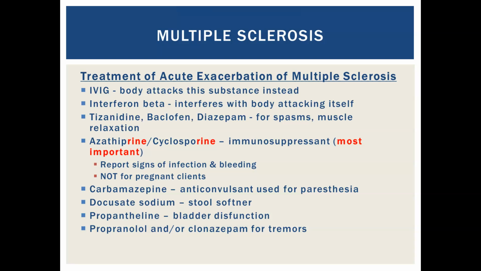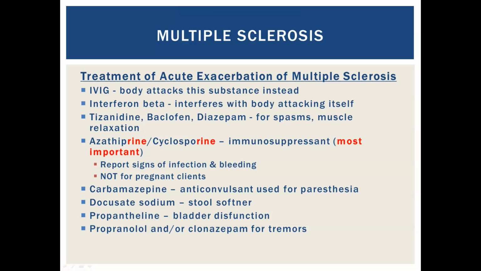But again, because they are immunosuppressants, you are going to have increased risk for infection and bleeding. And those medications are not for pregnant folks. Our anticonvulsants, carbamazepine is going to help with paresthesia. Our stool softeners to help with the bowel issues. Our medications to help with bladder dysfunction.